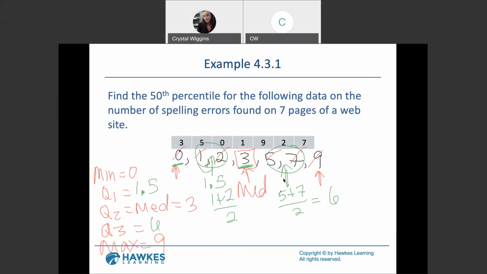What does this mean? It means that 25% of the data values fall below 1.5 and 75% lie above. 50% of the data values lie below 3 and 50% lie above. 75% of the data values are less than 6 and 25% of the data values are greater than 6. 100% of the data values are smaller than 9 and 0% are larger.